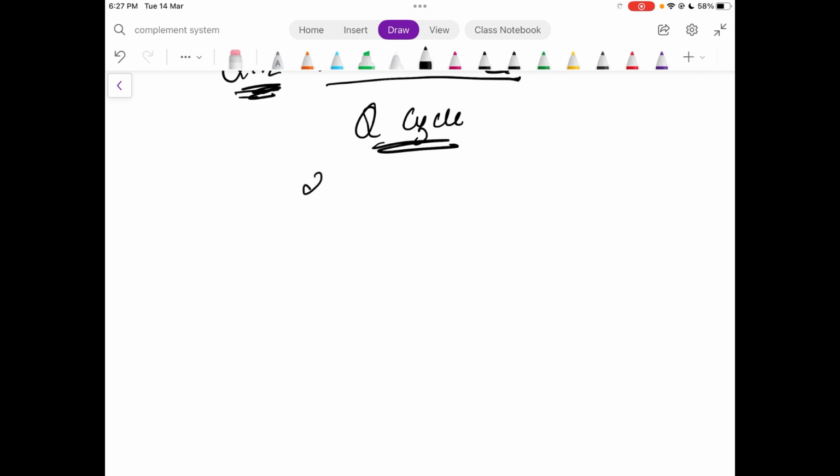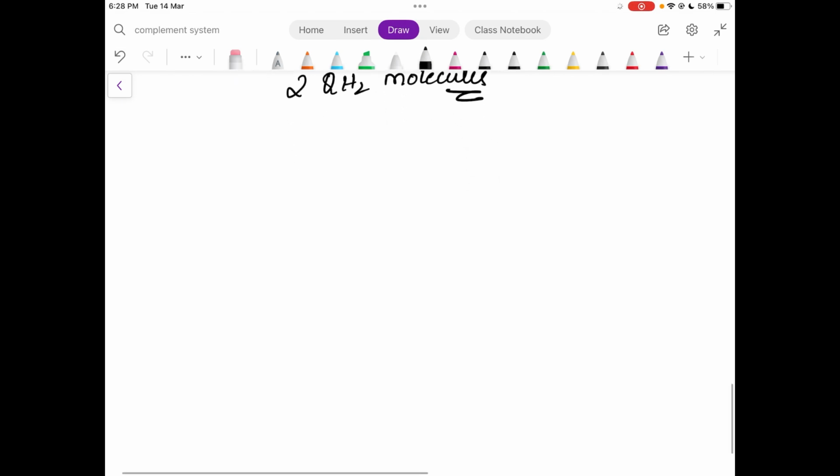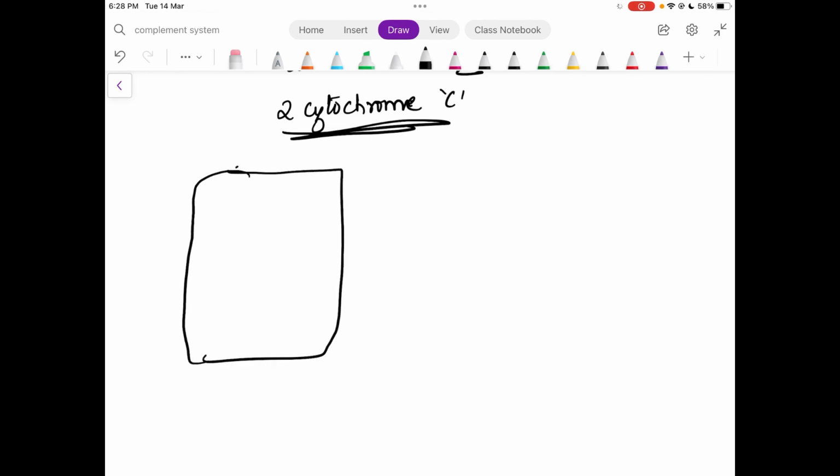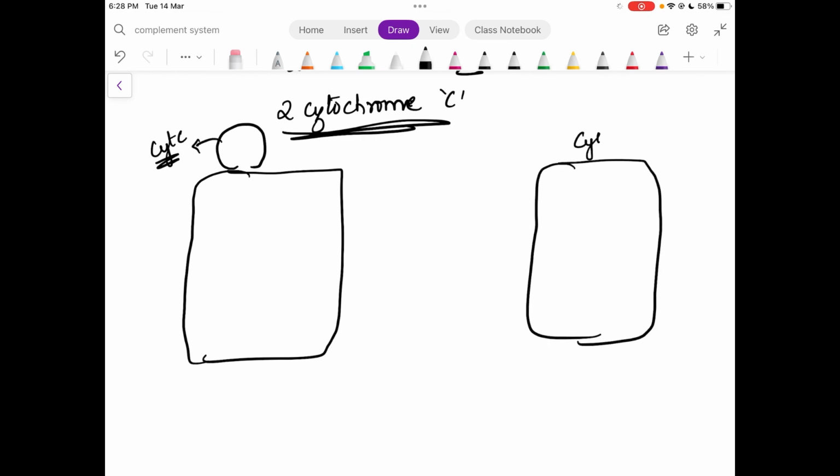For the Q cycle to occur, you require two QH2 molecules. What happens in this Q cycle? We require two cytochrome C molecules. Okay, this is one thing. Here one cytochrome C is there. Okay, this is cytochrome C, and this is one more cytochrome C.